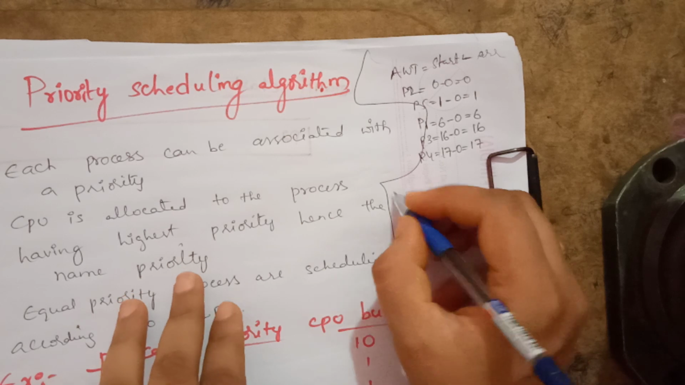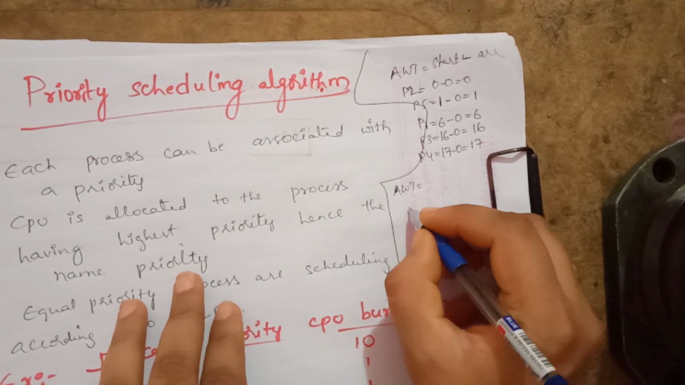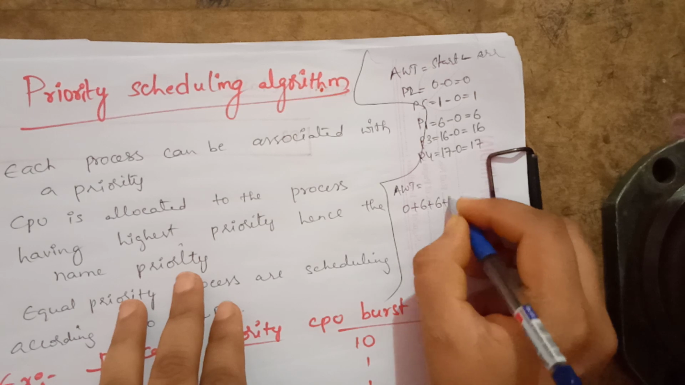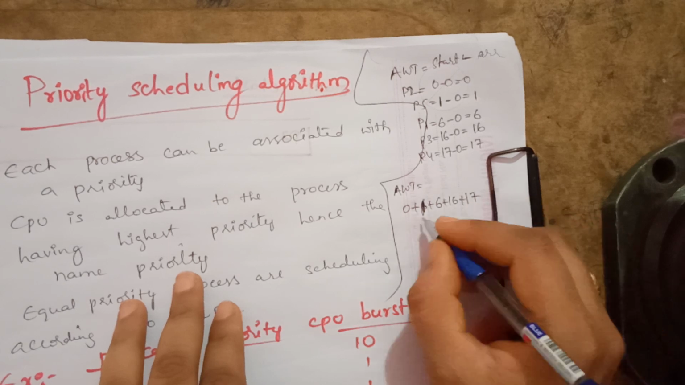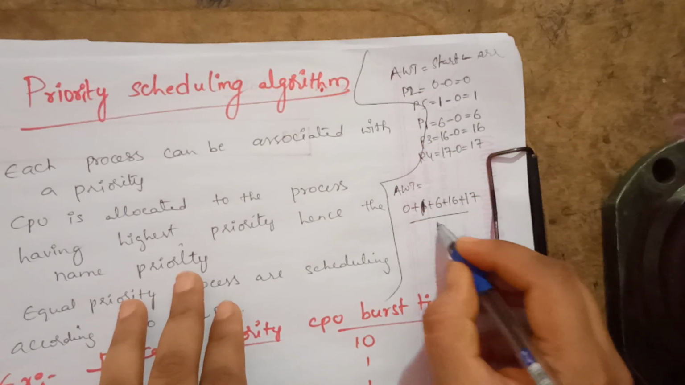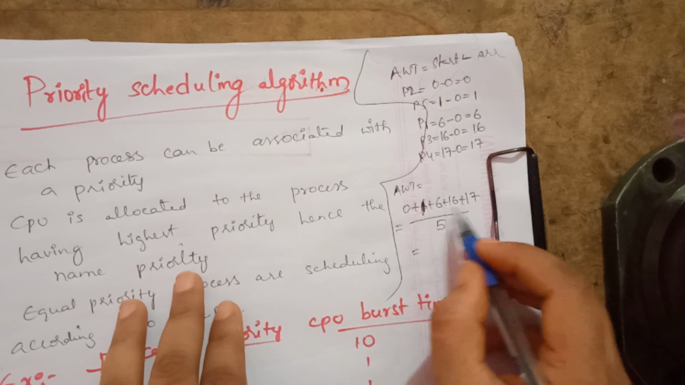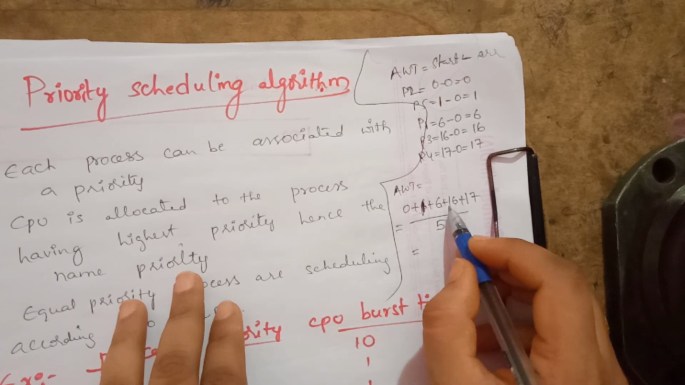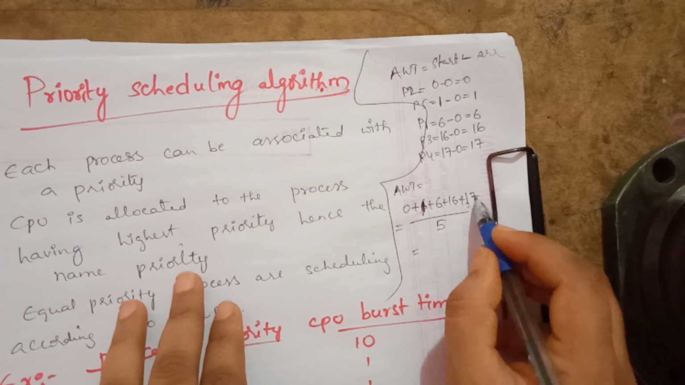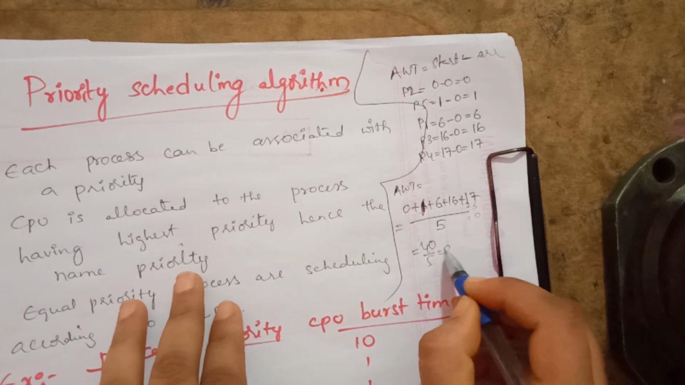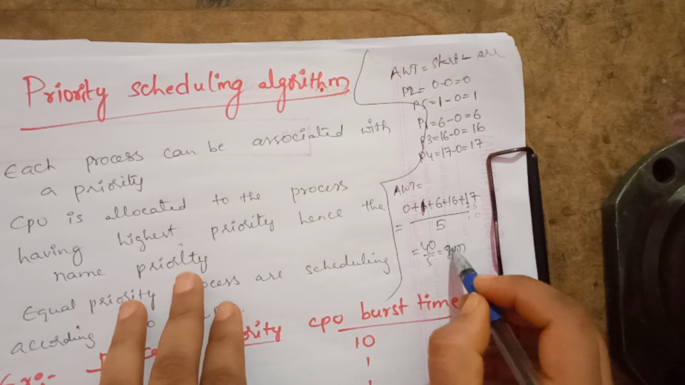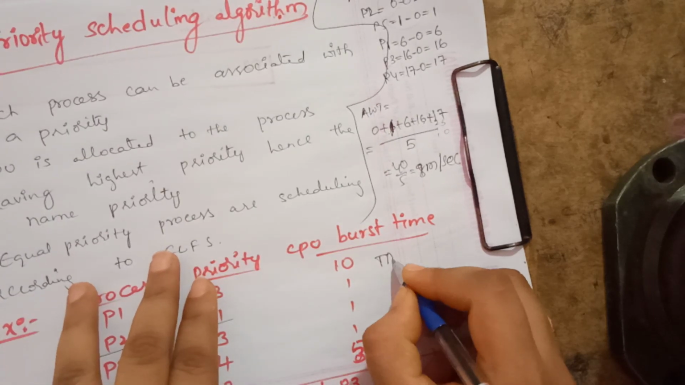Now we'll calculate the average waiting time. That is 0 plus 1 plus 6 plus 16 plus 17, divided by the number of processes, totally 5, so by 5. 1 plus 6 is 7, 7 plus 16 is 23, plus 17 is 40. 40 by 5 is 8 milliseconds, the average waiting time. Now we will calculate the turnaround time.